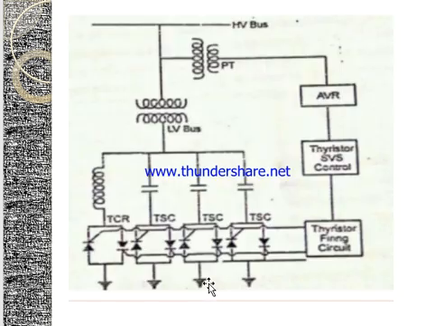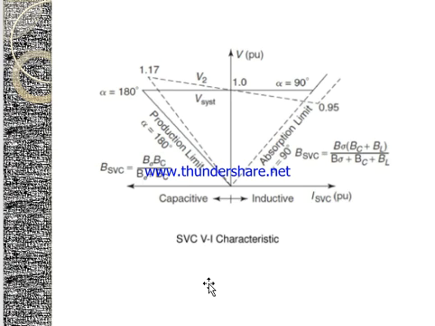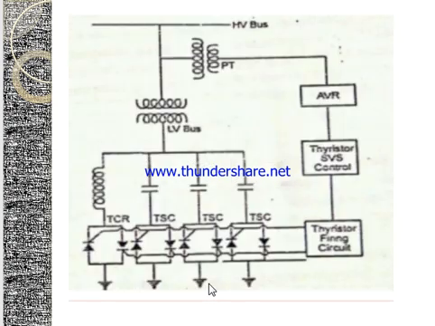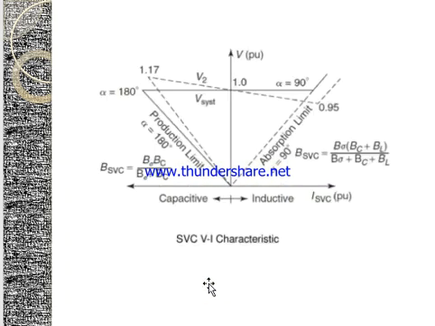So this is how the TSCs and TCR are connected to the low voltage buses, through which the firing circuits are provided and control action takes place through the AVR. This is the SVC V-I characteristic when considering the injection of TSCs and TCR into the system.